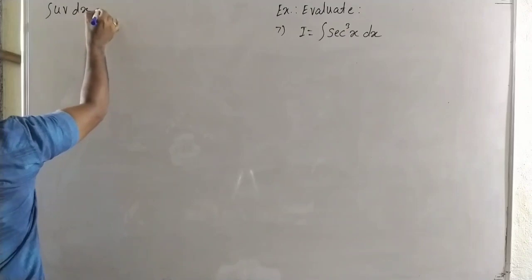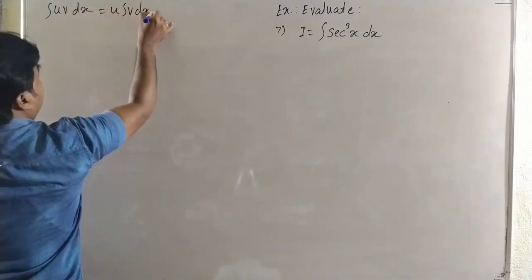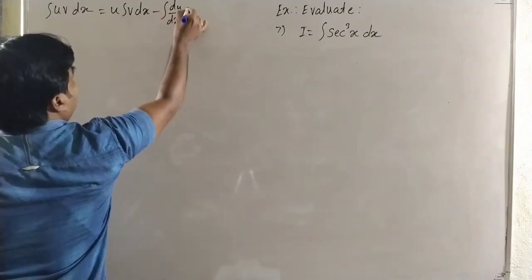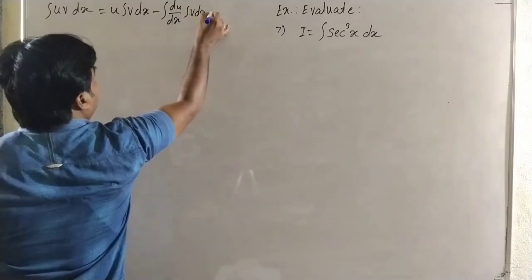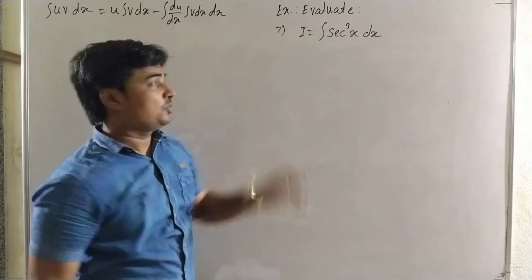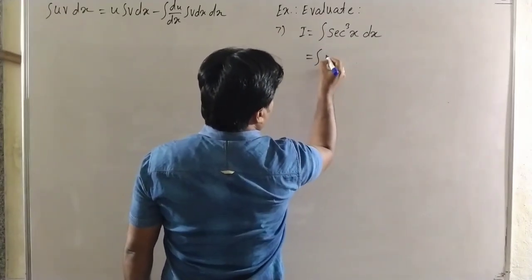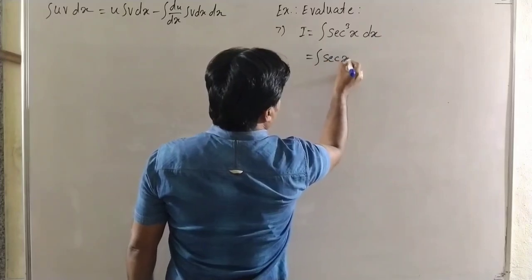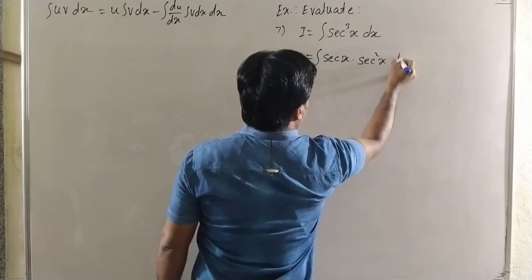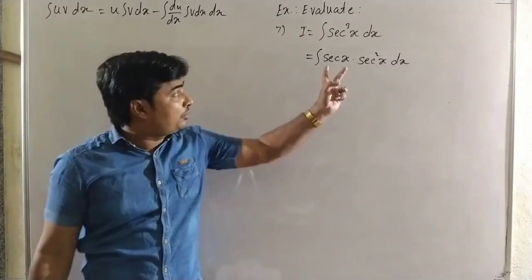The integral of u into v is u into the integral of v, minus the integral of the derivative of u into the integral of v. Here it is u into v, but there is only one function. Now we can write this function as, see carefully, sec x into sec square x dx.